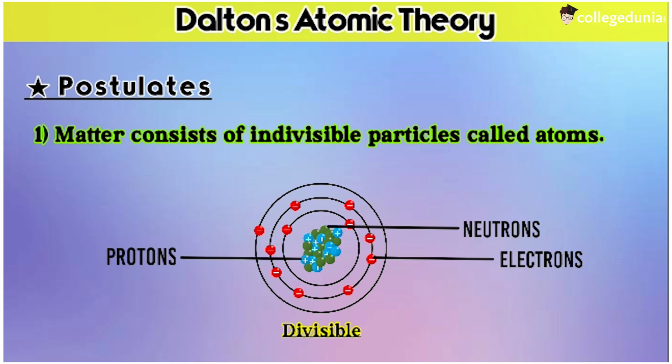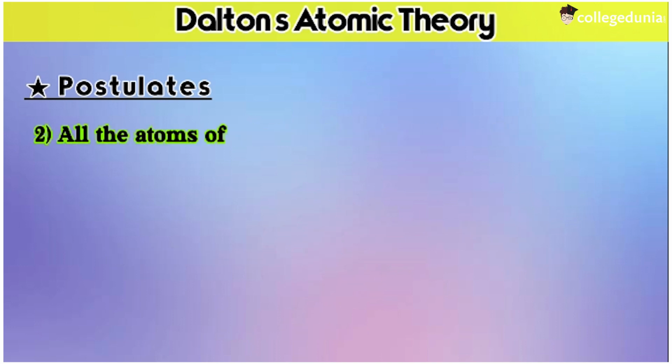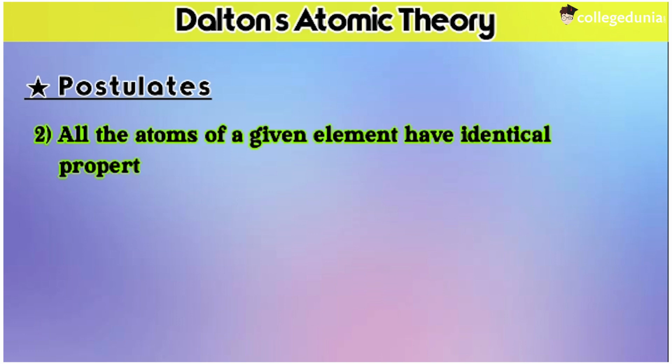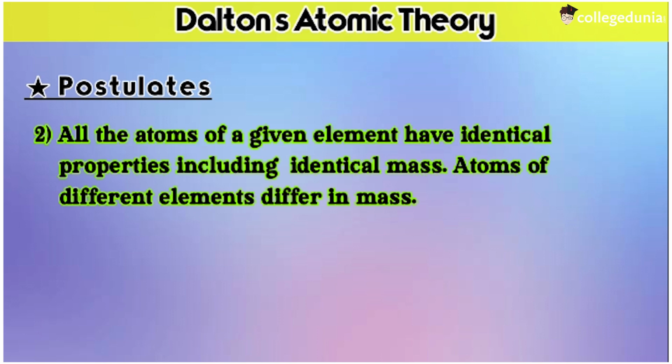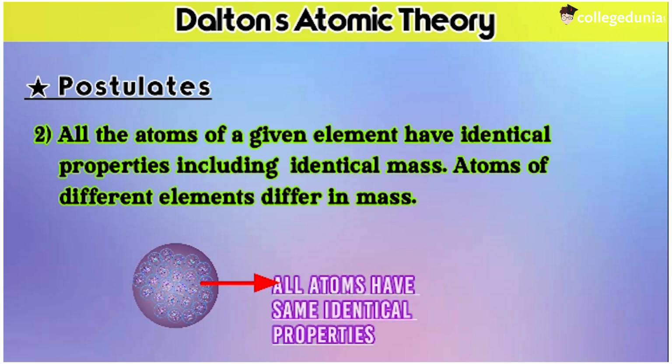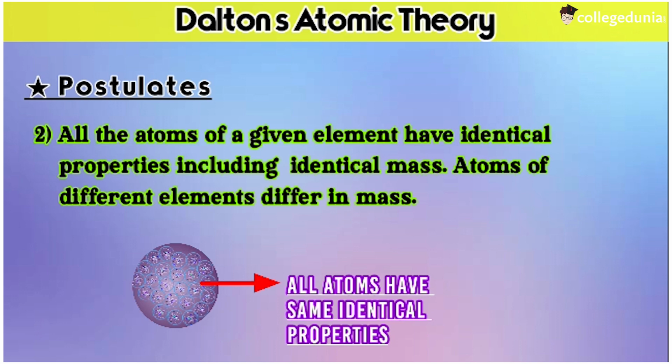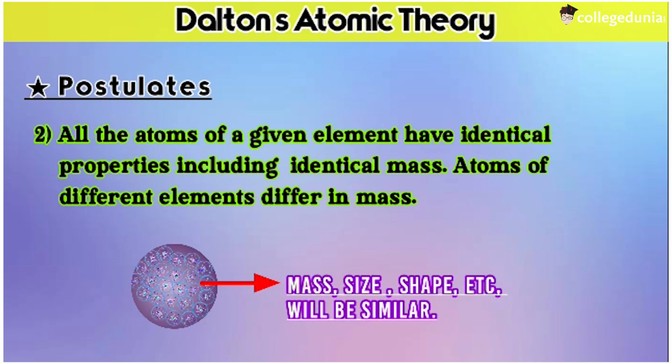So now getting back to it, let's talk about the second postulate of this theory. The second postulate is: all the atoms of a given element have identical properties including identical mass. Atoms of different elements differ in mass. It means that all the atoms in one type of element will have the same identical properties including mass in comparison to other atoms of that particular element. And here identical properties means mass, size, shape, etc.